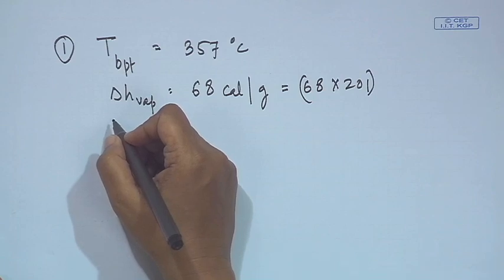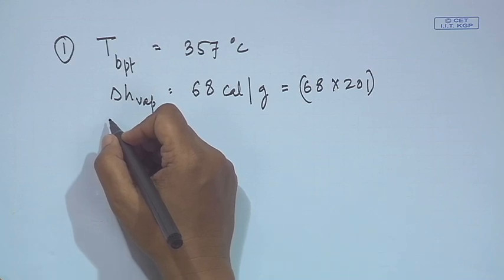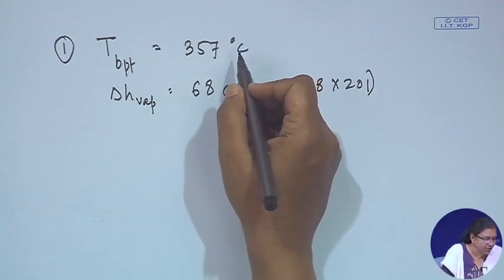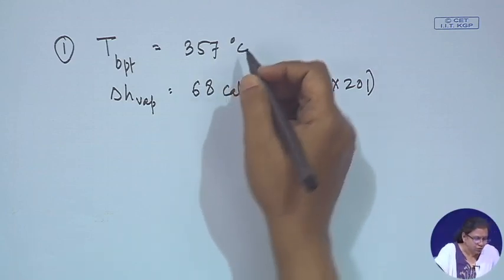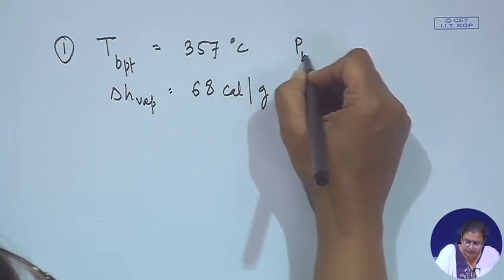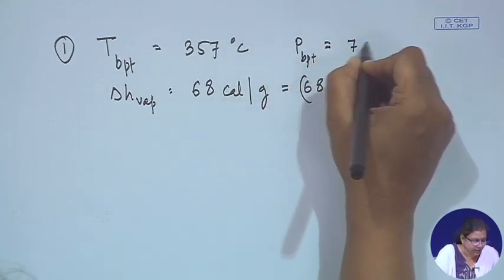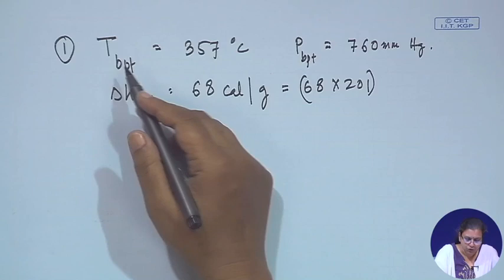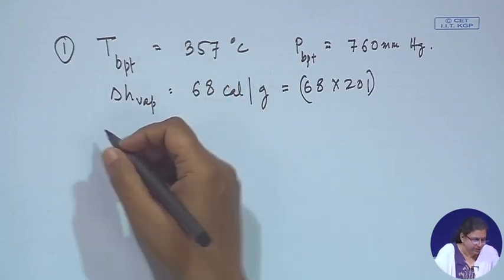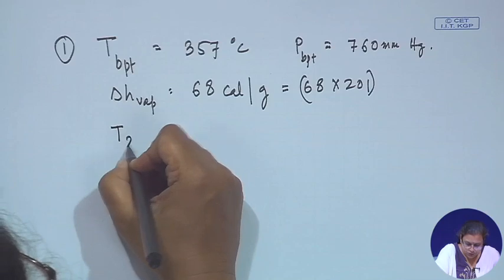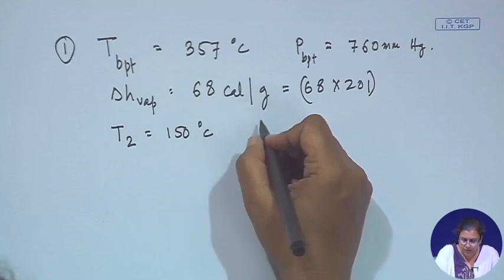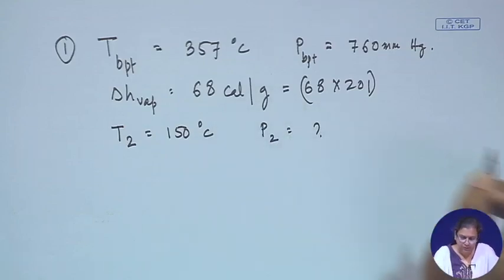It is required to find the pressure which is required to distill mercury at 150 degrees centigrade. We know that at the boiling point of mercury, naturally it is going to have the saturated vapor pressure. So, at this boiling point, P is nothing but equal to 760 millimeters mercury, and they want to distill mercury not at the boiling point, but at 150 degrees centigrade. So, T2 is 150 degrees centigrade, and they would like to find out the approximate pressure required for this distillation.